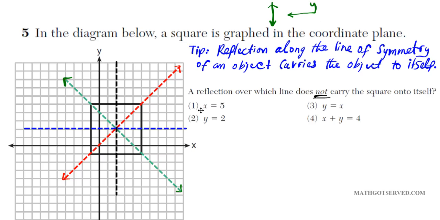So 1 and 2, you have x equals a constant and y equals a constant. Anytime you have equations like this, you have horizontal or vertical lines. The x ones are vertical, they have undefined slope, and the y's are horizontal, they have zero slope. All right, so the line x equals 5 is a vertical line that goes through x equals 5.